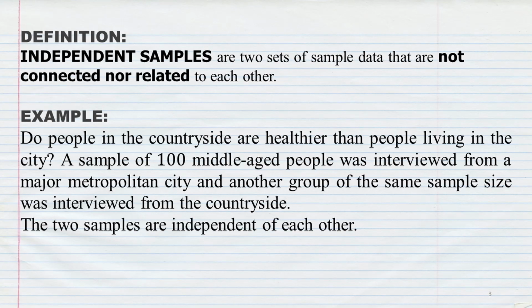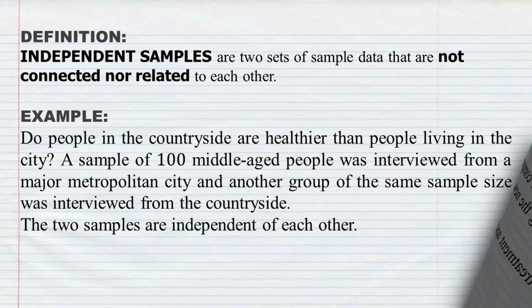Let's define independent samples. Independent samples are two sets of sample data that are not connected nor related to each other. Example: are people in the countryside healthier than people living in the city? A sample of 100 middle-aged people was interviewed from a major metropolitan city, and another group of the same sample size was interviewed from the countryside. The two samples are independent of each other.